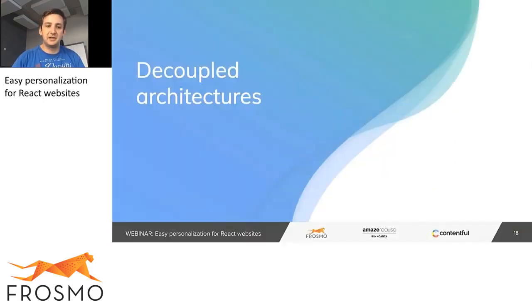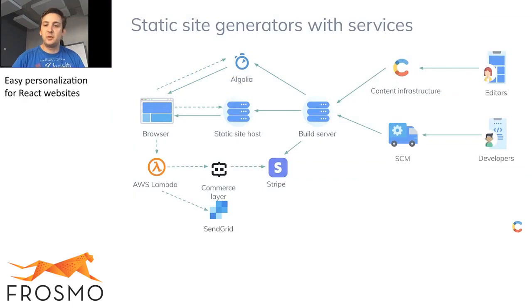The next one is decoupled architectures. A modern website generally needs many tools. This is a very simple static website using an e-commerce shop. You have the content in Contentful, but it's not really part of your website flow. You have your website's code on GitHub or another source code management tool.